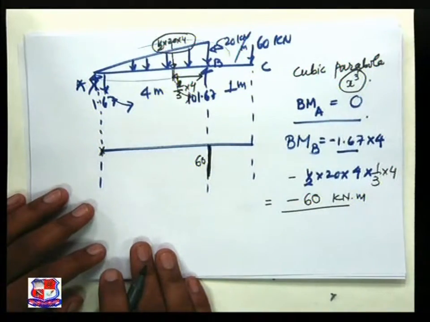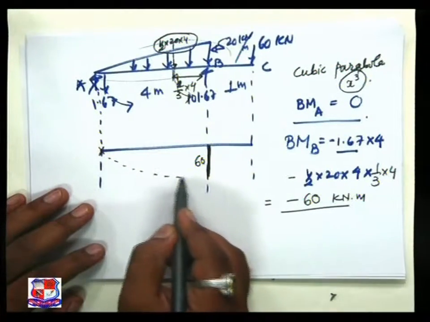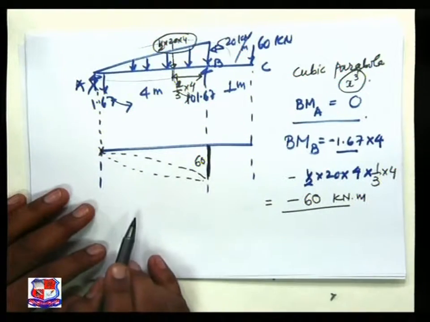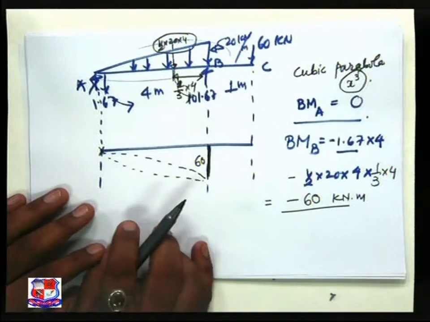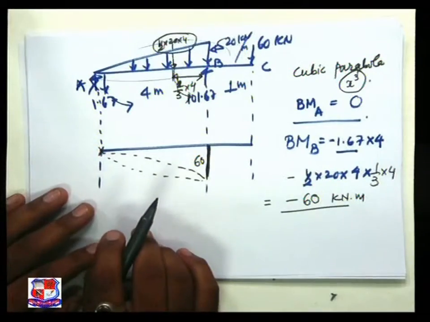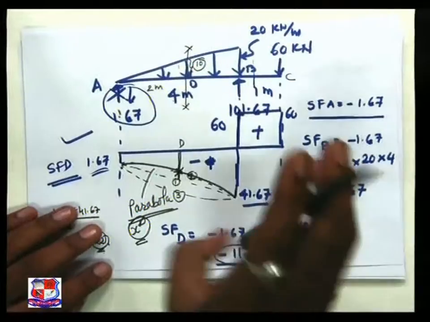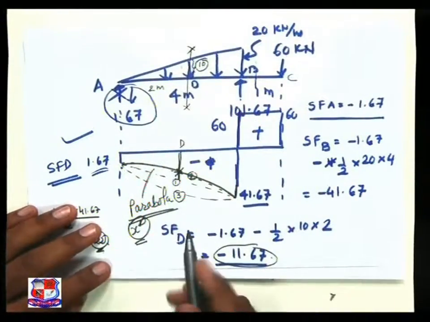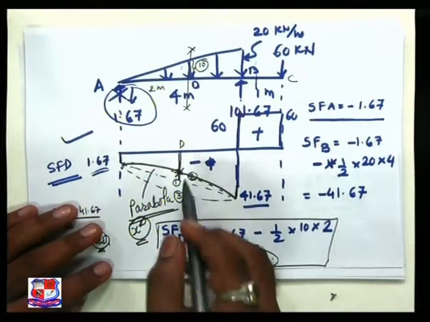Now this cubic parabola may look like this or may look like this. How to join? Let us adopt the same theory we adopted for the shear force diagram. Recall what we did in the case of the shear force diagram. We take a section at the center, we find out the value of shear force at the center, we know the central value.